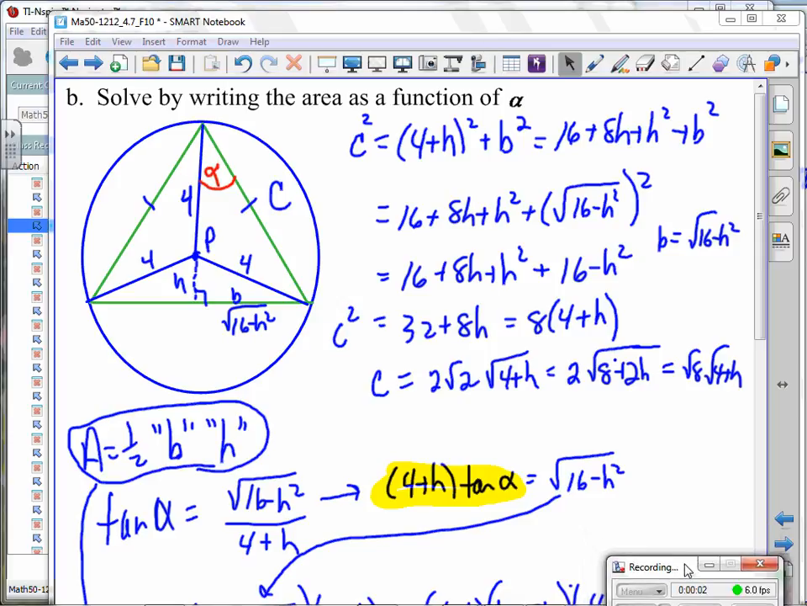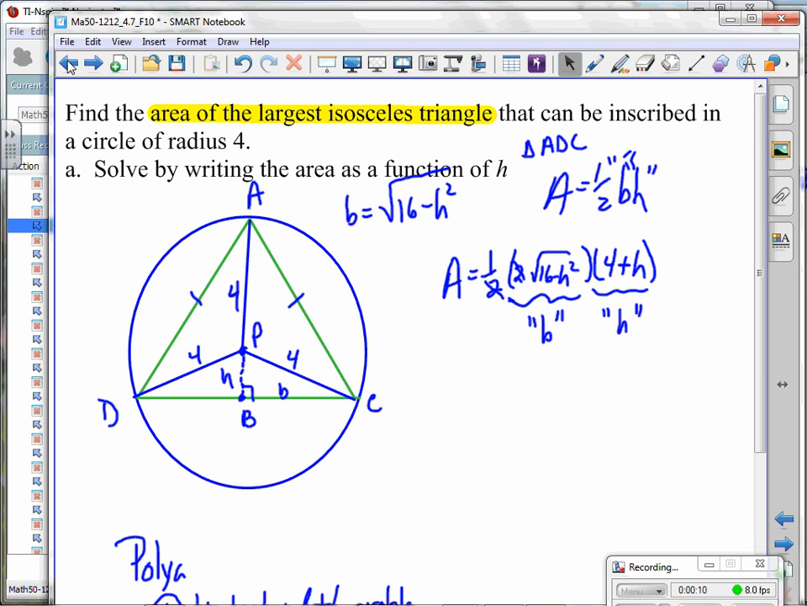Problem in section 4.7, part B of it. Now part A, if you recall, was pretty easy. Did you go back and look at it? We were talking about finding the area of the largest isosceles triangle, and we wanted to write it as a function of h.